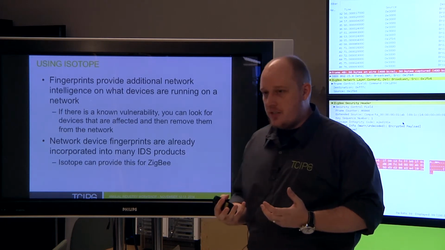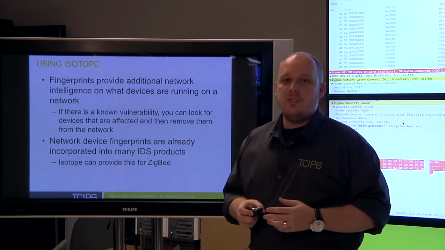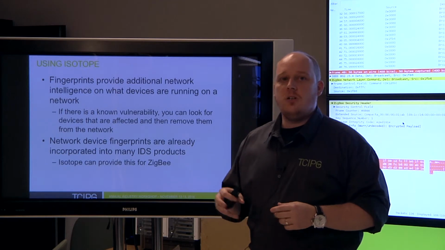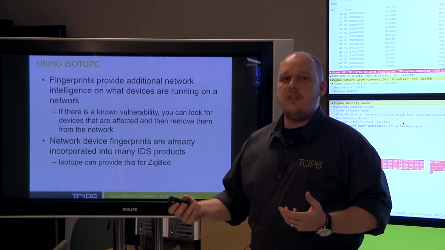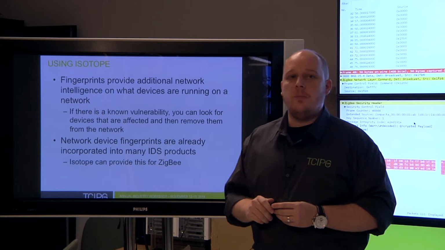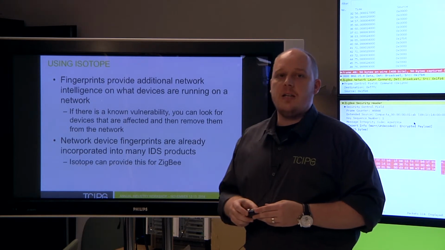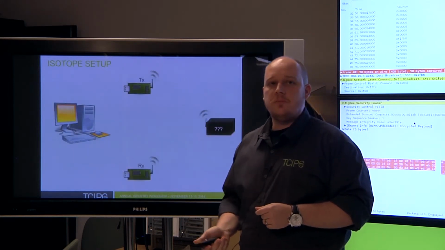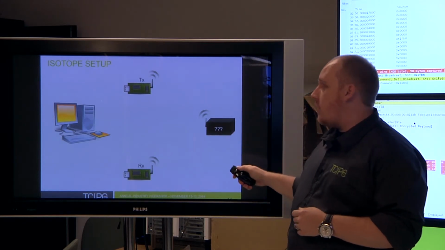So how could you use this? Fingerprints provide additional network intelligence on what devices are running on the network. So for an example, if you have a vulnerability, you can look at the devices that are affected by that vulnerability, look at your network, identify what devices might be vulnerable, remove them, upgrade them, whatever you need to do. So network device fingerprints are already included in many IDS systems, and Isotope provides these fingerprints for those type of systems. So here's a quick animation of precisely how Isotope works.